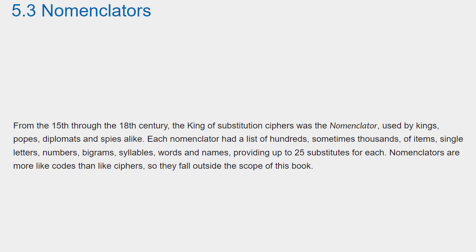Nomenclators. From the 15th through the 18th century, the king of substitution ciphers was the nomenclator, used by kings, popes, diplomats and spies alike. Each nomenclator had a list of hundreds, sometimes thousands, of items: single letters, numbers, bigrams, syllables, words and names, providing up to 25 substitutes for each. Nomenclators are more like codes than like ciphers, so they fall outside the scope of this book.